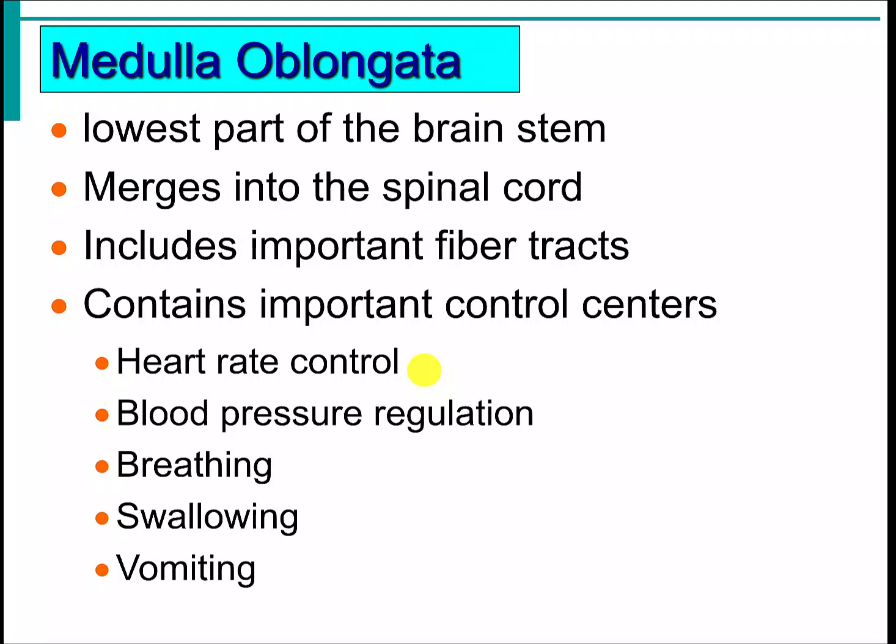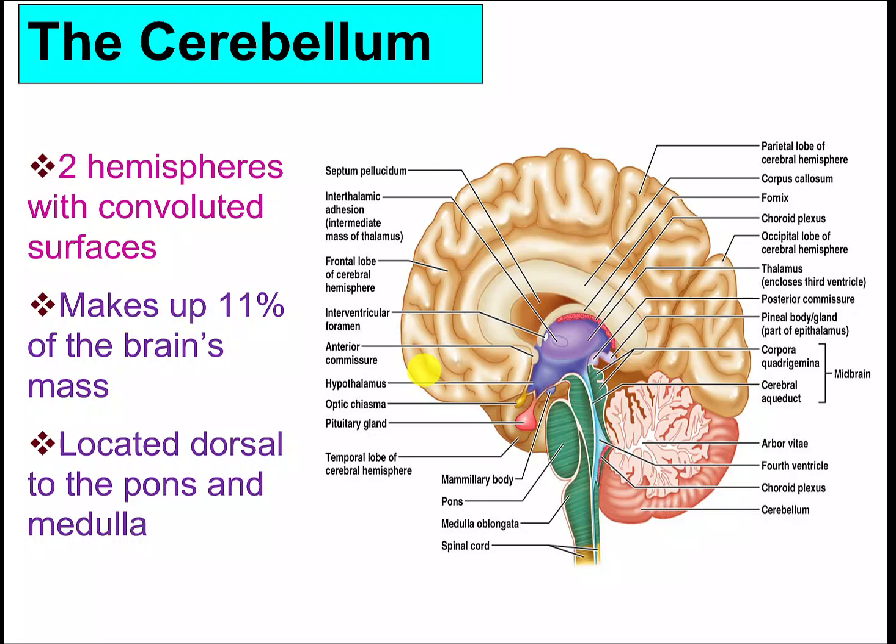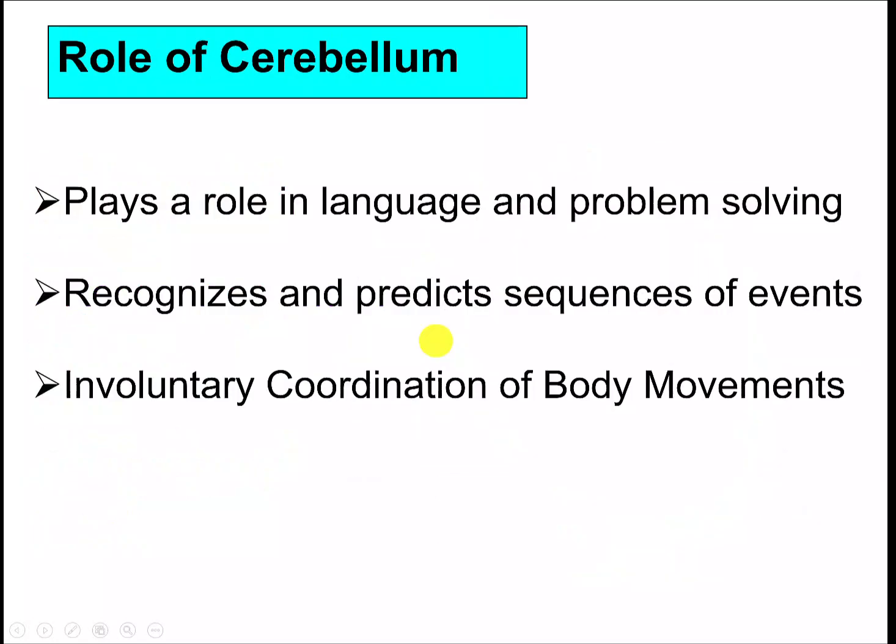Okay, the last part of the regions of the brain, we've talked about the cerebral hemispheres, the diencephalon, the brainstem, and now we're just going to mention the cerebellum. So you can see in this sagittal section, the cerebellum is right here, and there are actually 2 mini hemispheres, and they have kind of gyri and sulci, so they look a lot like the cerebrum. They make up 7% of the brain's mass, and they're dorsal to the pons and the medulla oblongata.